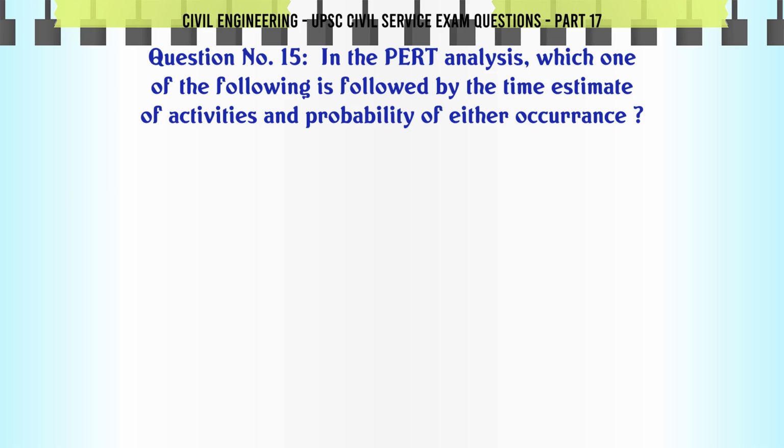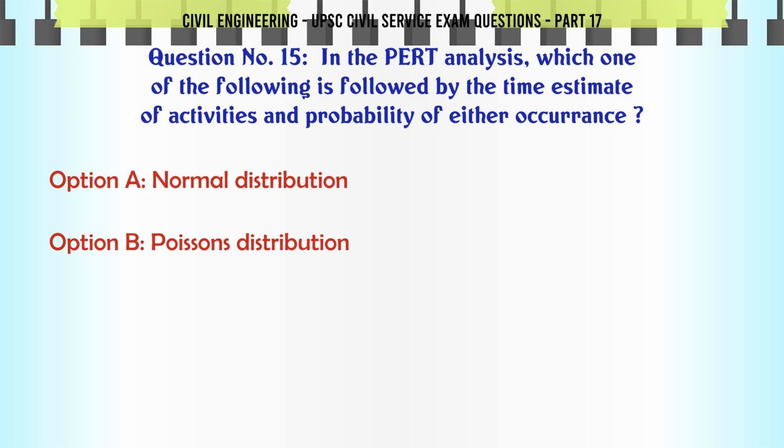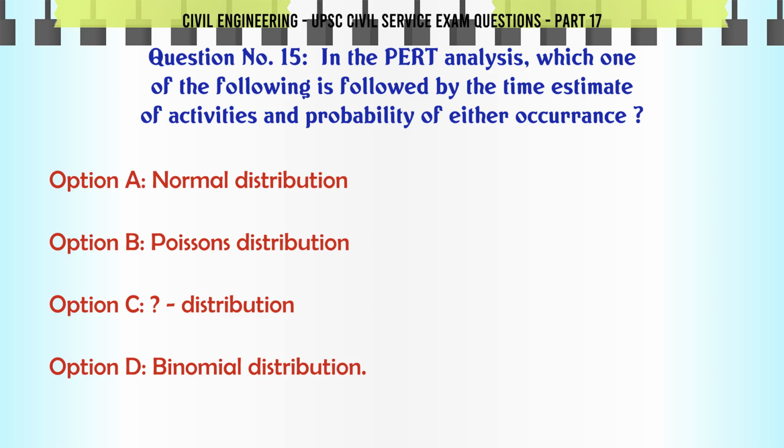In the PERT analysis, which one of the following is followed by the time estimate of activities and probability of either occurrence? A. Normal distribution. B. Poisson's distribution.